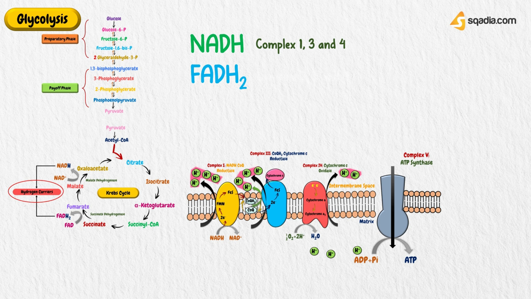For FADH2, complex 2, complex 3, and complex 4 were involved that gave rise to 6 protons being pumped from the matrix into the intermembrane space. So now here is the excess of protons in the intermembrane space, and for the sake of homeostasis, these protons need to go back to the matrix.